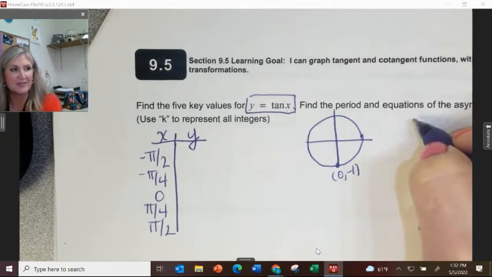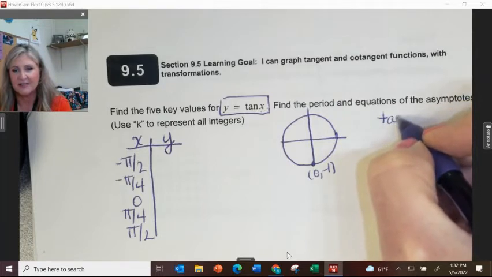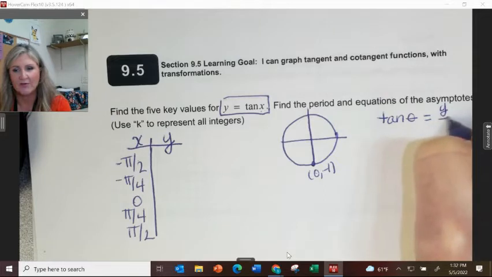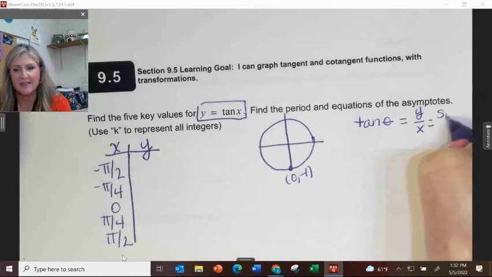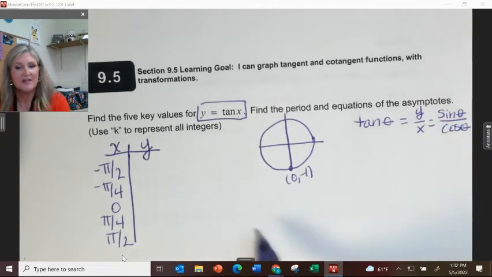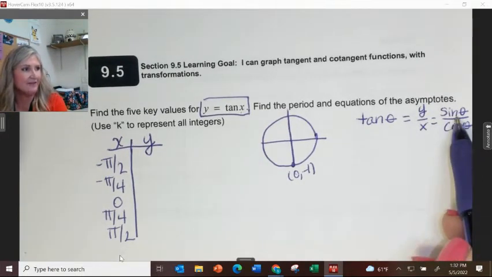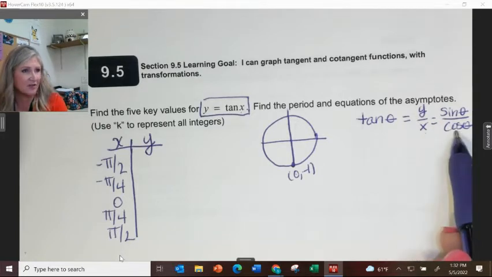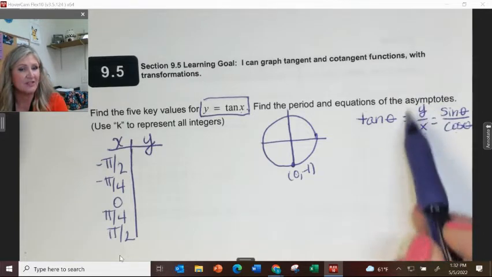Now, you have to remember your tangent ratio. If I'm trying to find the tangent of an angle, it's always going to be equal to y over x. We can also think of it as the sine of the angle over the cosine of the angle. In the unit circle, the y value is the same thing as the sine value, and the x value is the same thing as the cosine value. I think it's easier to think of it this way when I'm trying to do tangent.